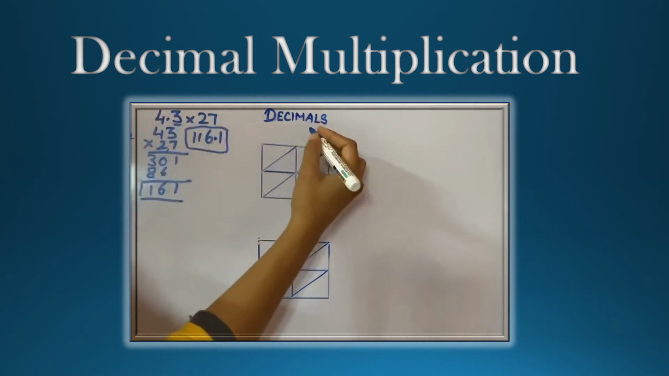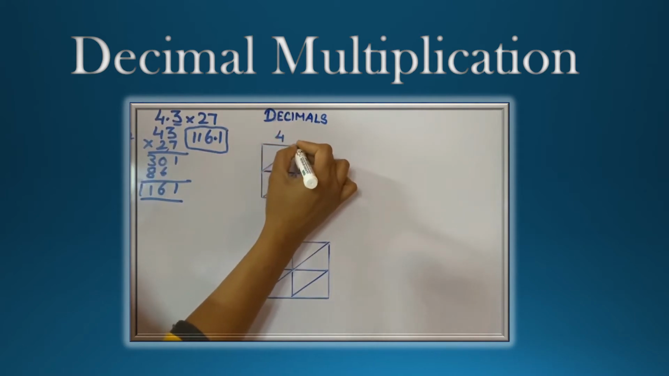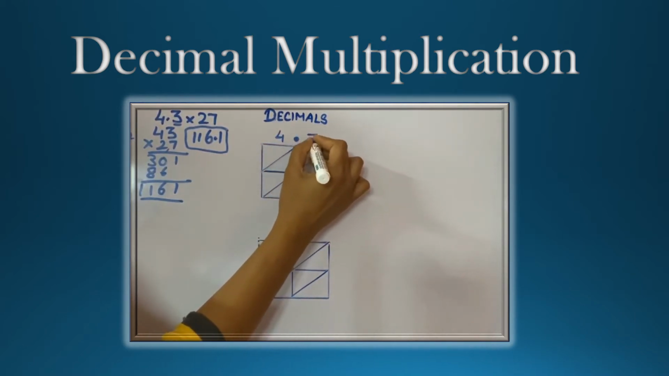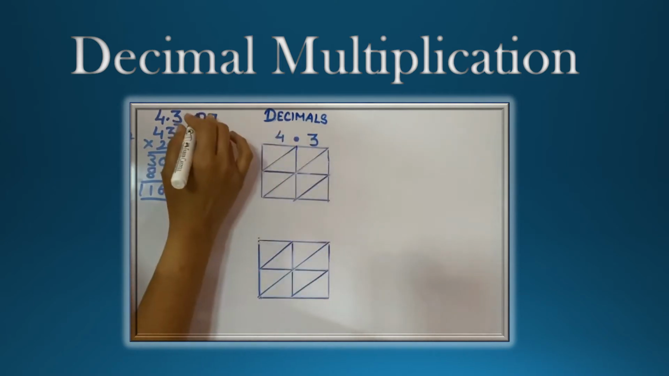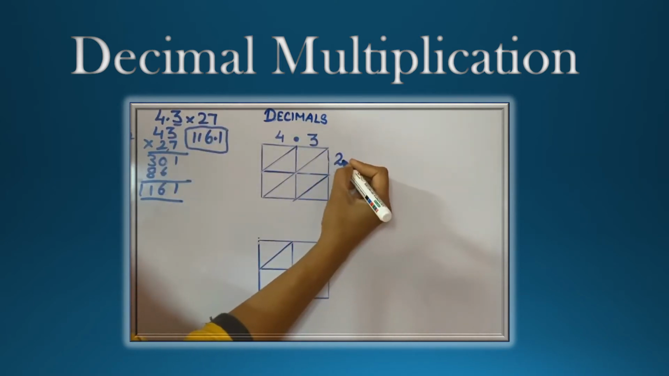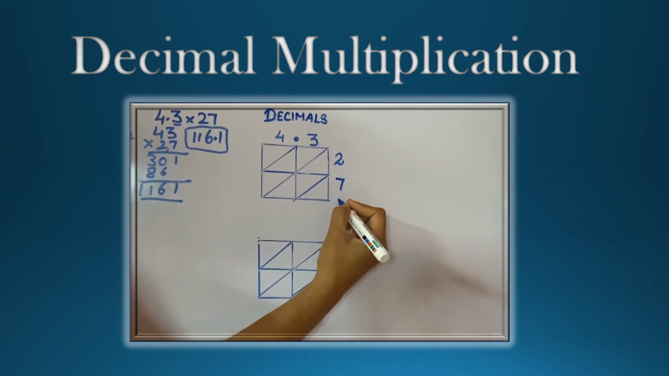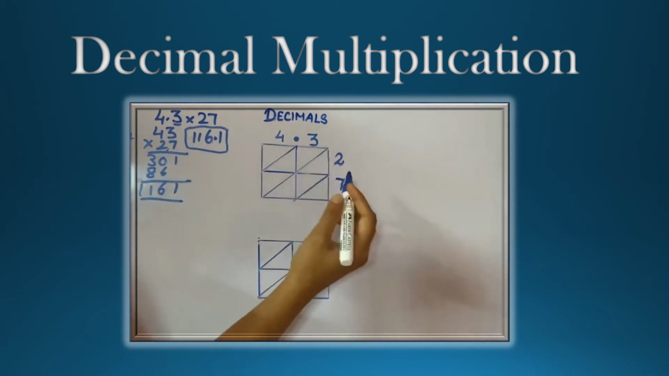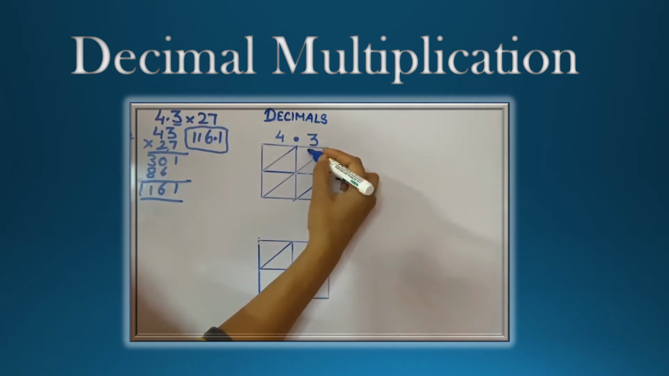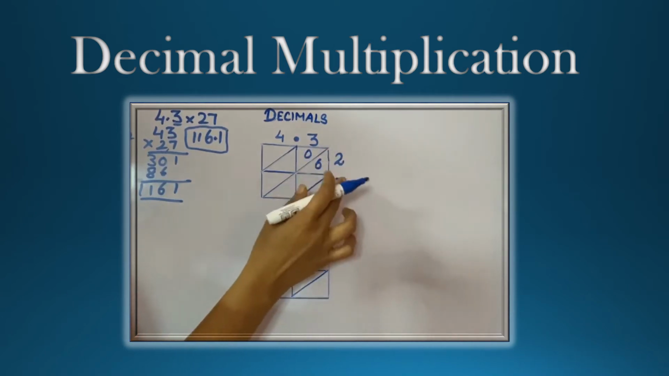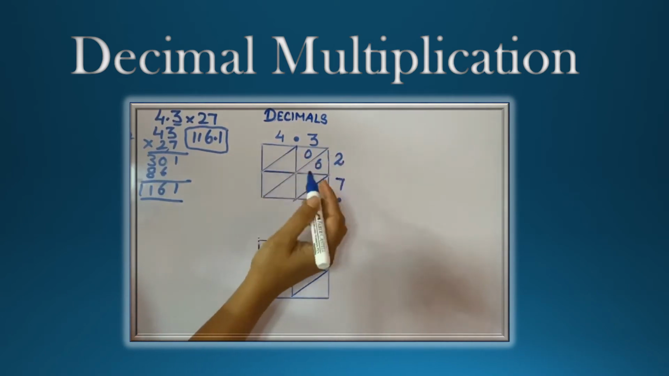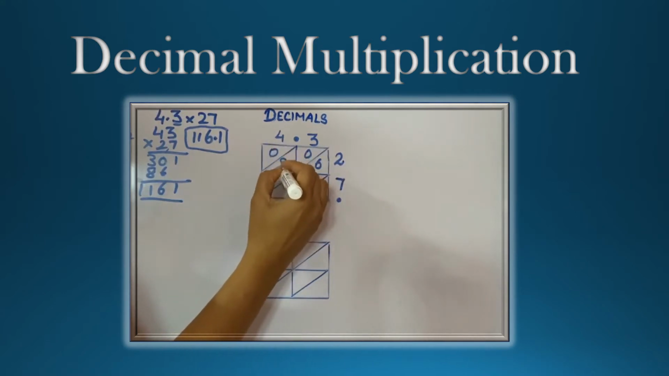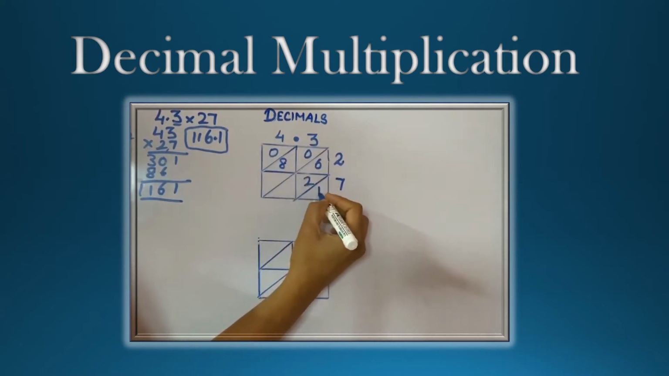Take the same number 4.3. Write 4 here, then write the point straight to this vertical column. Next, 3. Then 27 is a whole number, so take it as a decimal, 27 point. At the end, add the point if it is a whole number. Next, multiply: 3 2s are 6, 0, 6. When we write 6 here, write it as a 2-digit number. Next, 4 2s are 8, 0, 8. 3 7s are 21, 2 here, 1 here.